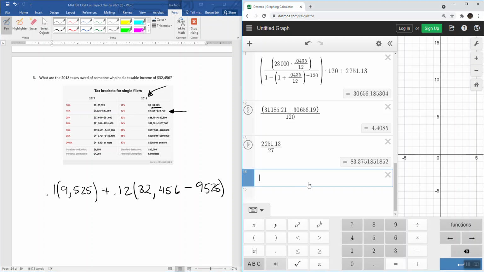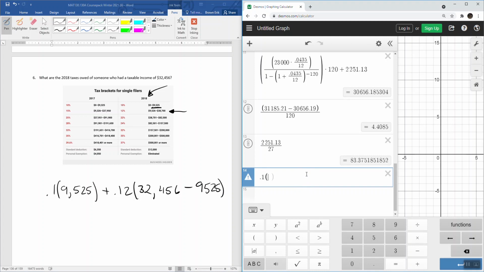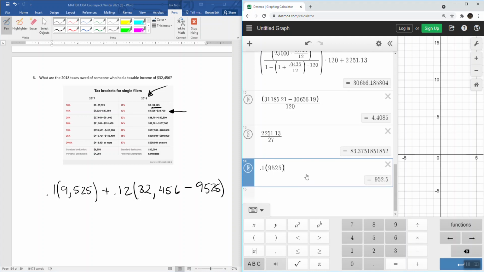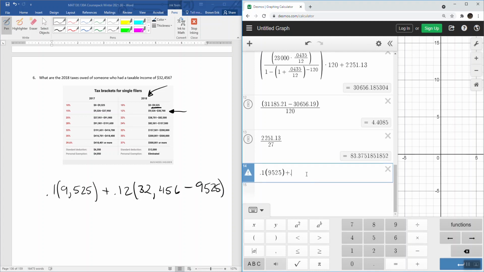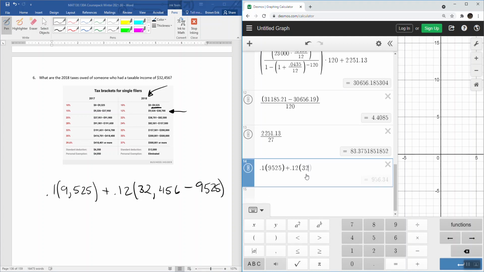So I'm just going to type that mess into Desmos, and that's the total taxes we owe. So I'm going to go ahead and do the 32,456 minus 9,525 right in there, and there's the taxes we owe. So $3,700.22.